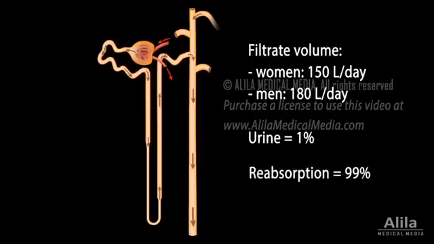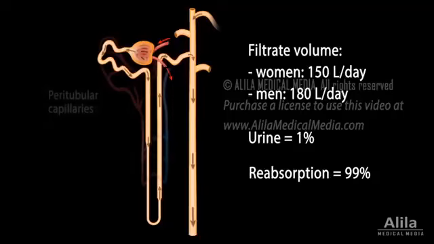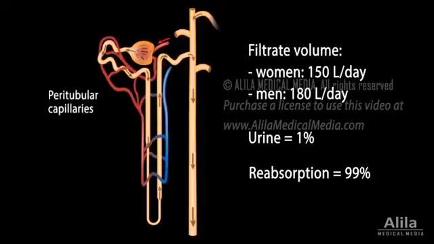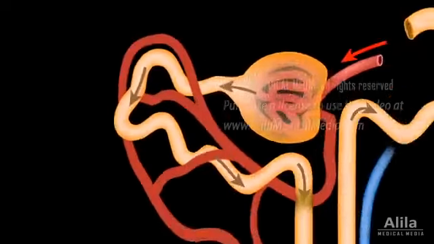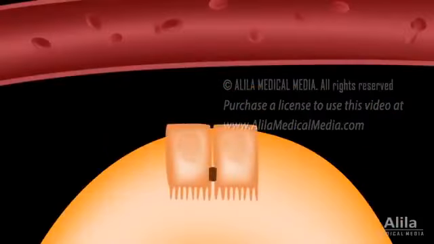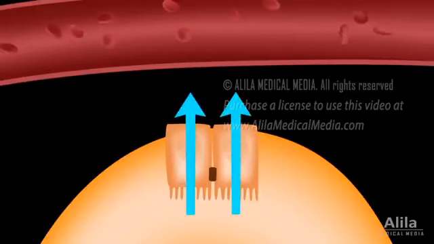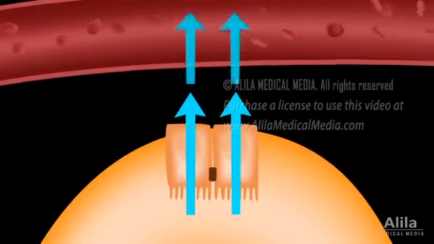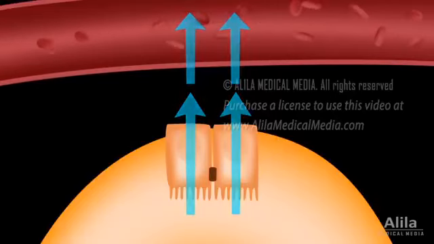The remaining 99% is reabsorbed back to the blood as the filtrate flows through the long renal tubule. This is possible because the efferent arteriole, after exiting the Bowman's capsule, branches out to form a network of so-called peritubular capillaries, which surround the renal tubule. The first part of the tubule, the proximal convoluted tubule, reabsorbs about 2/3 of the filtrate. In this process, water and solutes are driven through the epithelial cells that line the tubule into the extracellular space. They are then taken up by the peritubular capillaries.